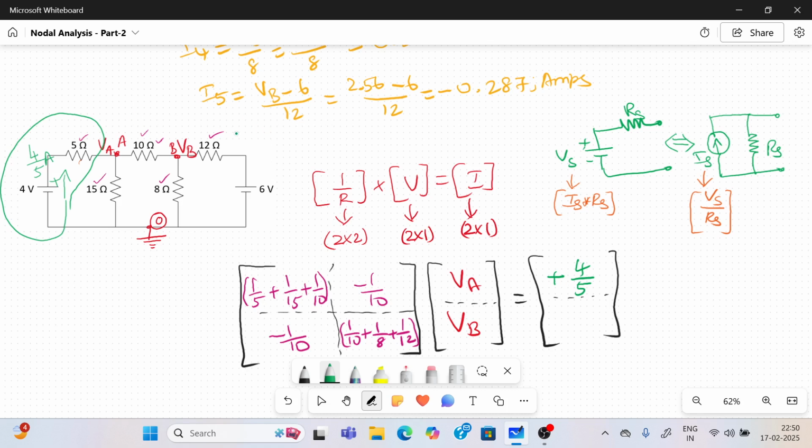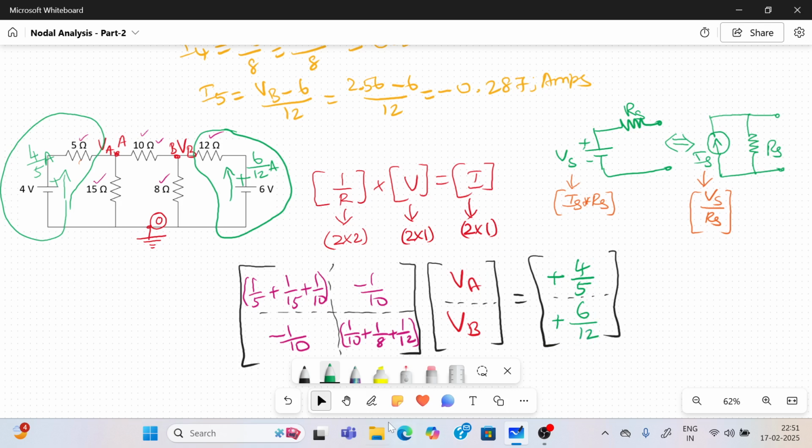Similarly, coming to this side, there is a 12 ohm resistor and a 6 volt source in series. So I am going to convert it to a current source. The direction of the current source is upward because the positive polarity is upward. What is the current? I is equal to V by R, 6 by 12 amps. So this current is also entering node B. Entering means plus, leaving means minus. So here the current is entering, so plus 6 by 12 amps.